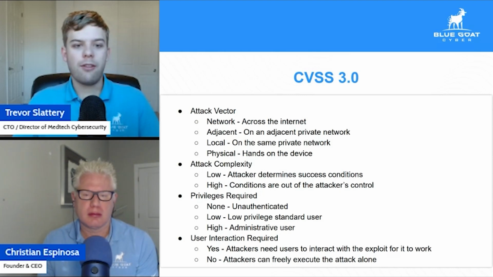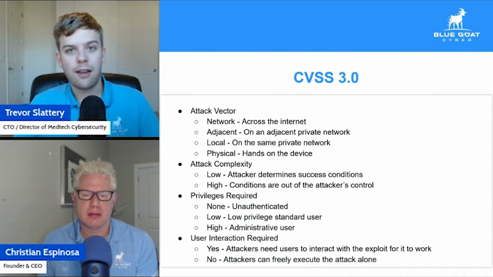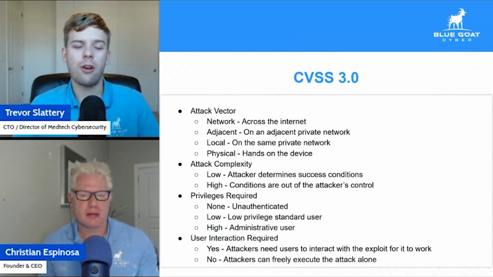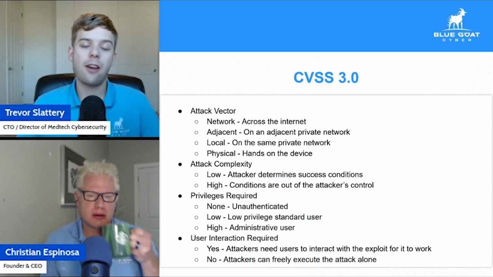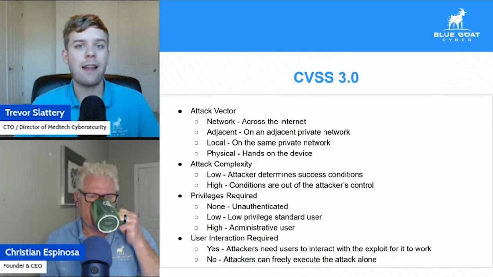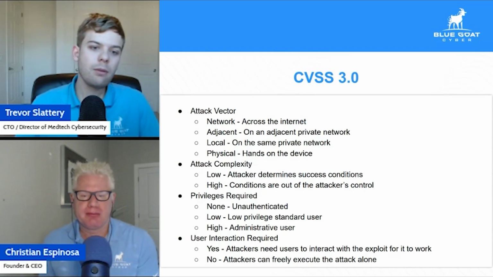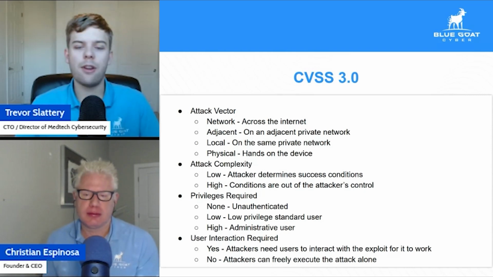Similarly, with complexity, in a low complexity attack the attacker determines the conditions, and in a high complexity attack the conditions are out of the attacker's control. It could be that the attack only works at a certain time due to some weird artifact in the code, and the attacker isn't able to pin down what that time is. They aren't sure when it works. They just know that sometimes it works. So that's an inconsistent attack. All of these consider a few different areas to get an accurate score.